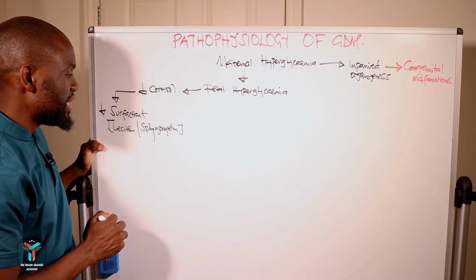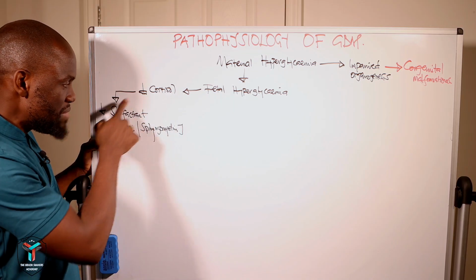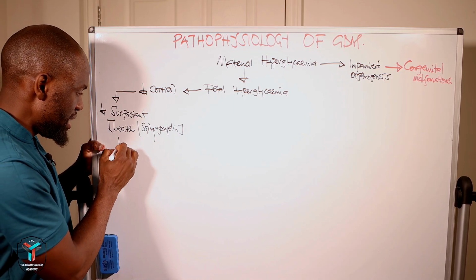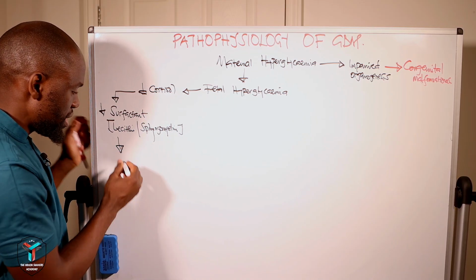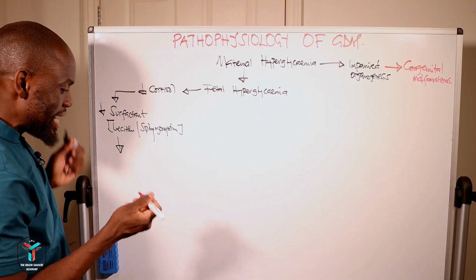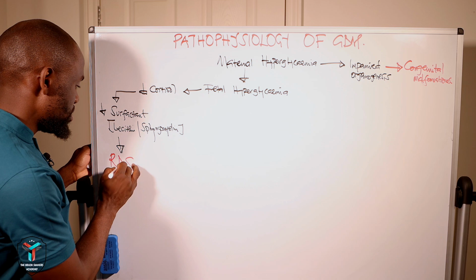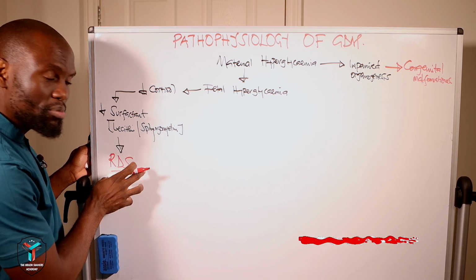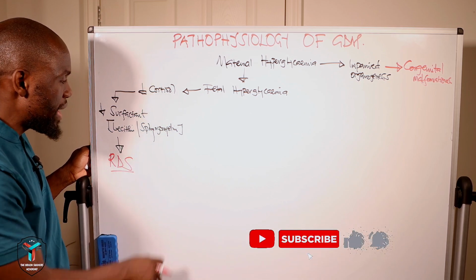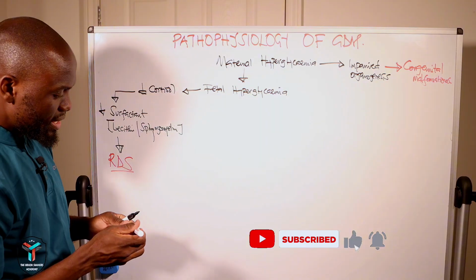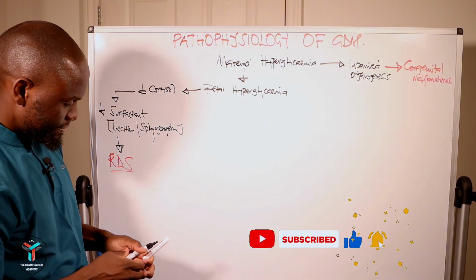Now, if we have inadequate surfactant, then this is going to take us into a condition that we're going to call RDS, or respiratory distress syndrome. So we will end up with respiratory distress syndrome. Why? Because we don't have adequate surfactant.